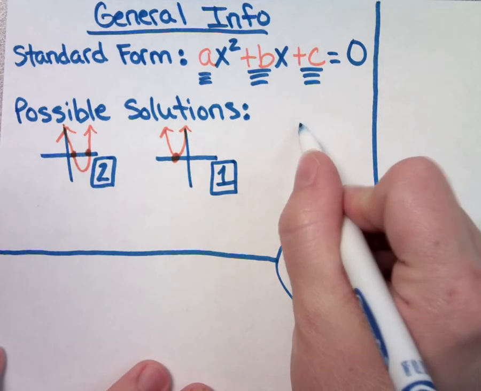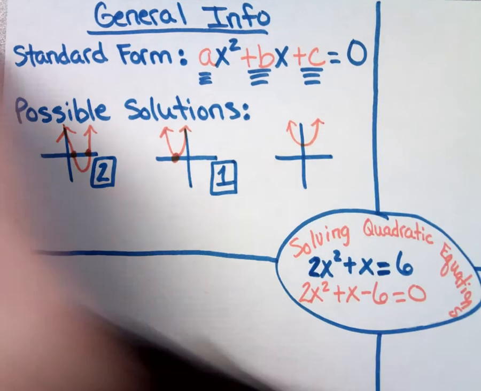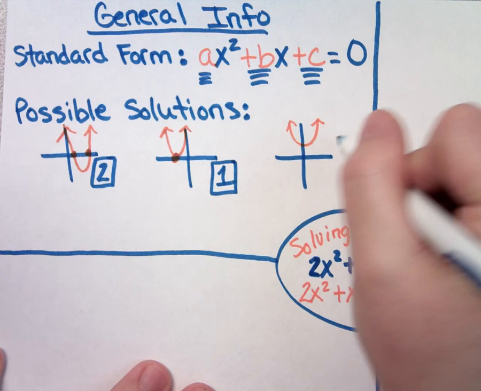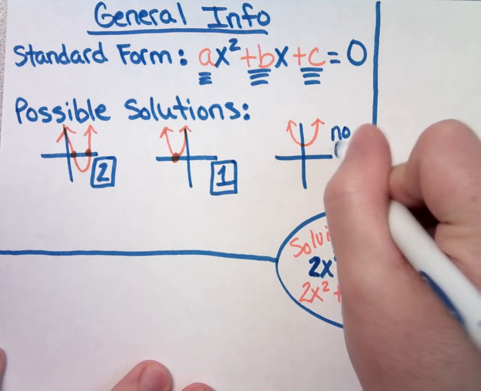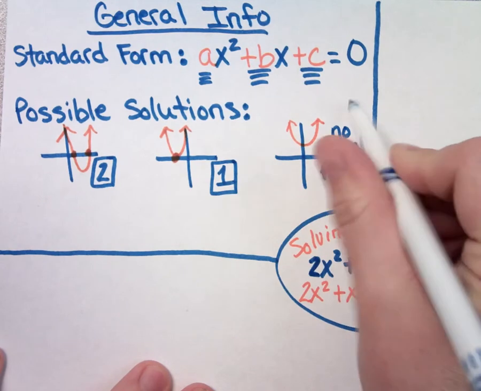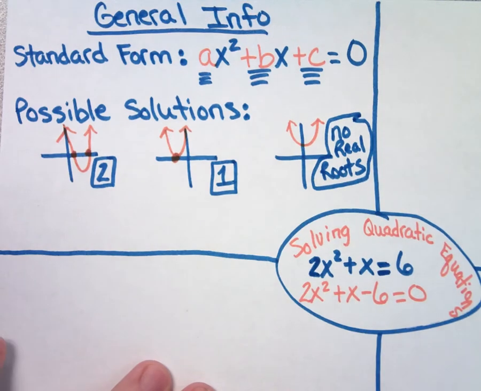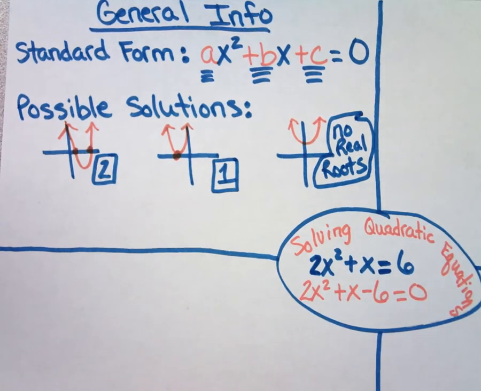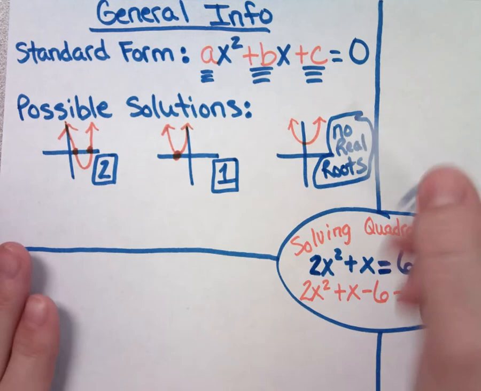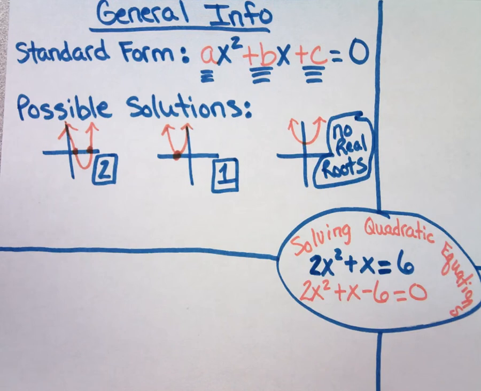Okay, and the third thing that can happen is if we have a graph that never touches the x-axis, and if it never touches the x-axis, then there is no real roots. There are two solutions to this, but they're two imaginary solutions, and like I said the other day, you won't learn about that until you get into Algebra 2. So these are the three things that can happen.